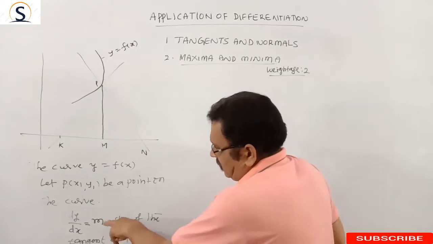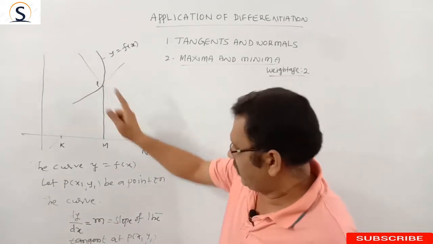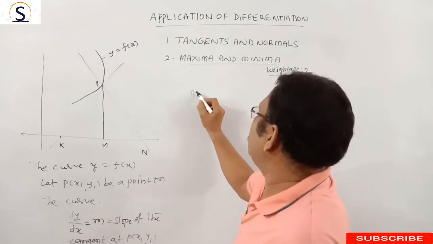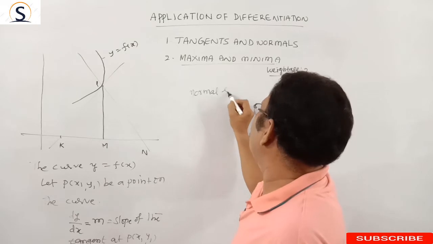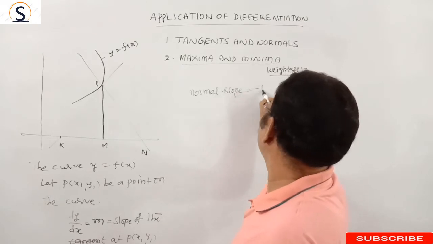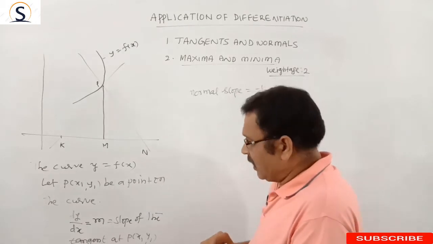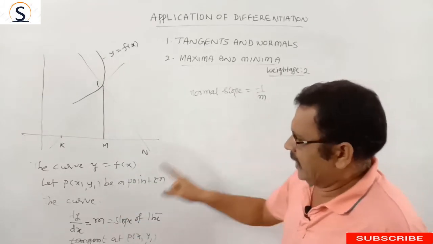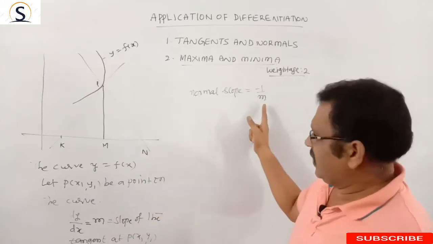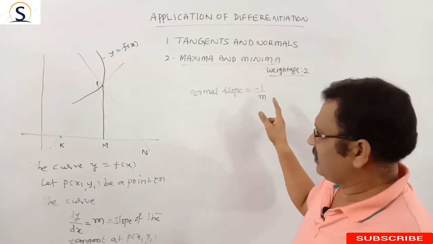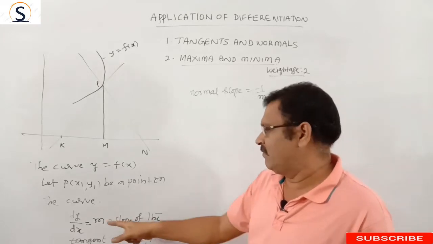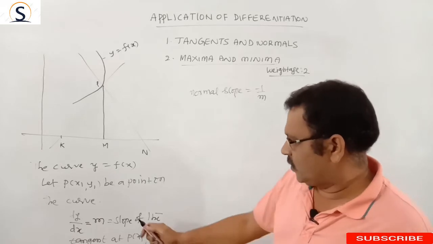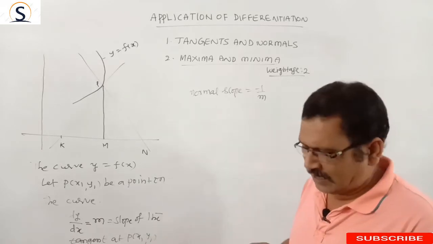Okay. Then the normal slope is minus 1 by m. Next, normal slope is equal to minus 1 by m. This normal and tangent both are perpendicular to each other. So take the product of the slopes, m into minus 1 by m, cancel, minus 1. Therefore, these two lines are perpendicular to each other. This is slope of the tangent, slope of the normal.